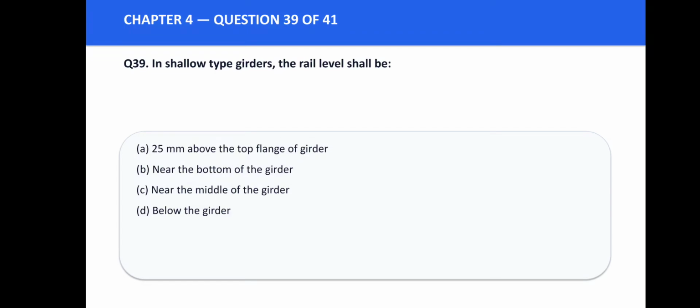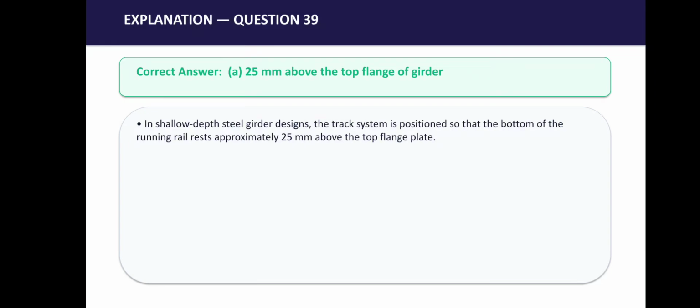Question 39. In shallow type girders, the rail level shall be where? Option A, 25 mm above the top flange of girder. Option B, near the bottom of the girder. Option C, near the middle of the girder. Option D, below the girder. The correct answer is option A, 25 mm above the top flange of girder. Explanation. In shallow depth steel girder designs, the track system is positioned so that the bottom of the running rail rests approximately 25 mm above the top flange plate.